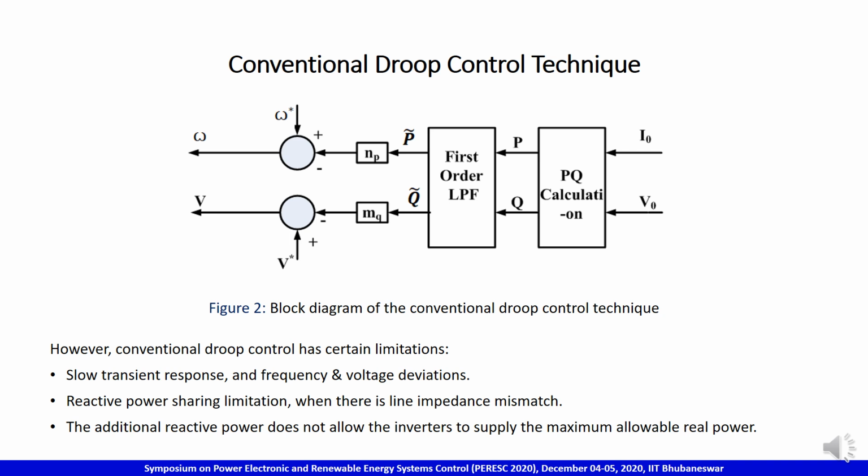However, conventional droop control has certain disadvantages. First, droop control is unable to provide damped responses, so that the oscillatory modes of the controller can be damped and better dynamic performance is accomplished. Second, droop control has power sharing limitations when there are mismatches between the inverter's physical parameters, like output filter components and power line impedances that connect converters to the PCC. The additional reactive power provided by the inverters because of the improper sharing doesn't allow the inverters to supply the maximum allowable real power.